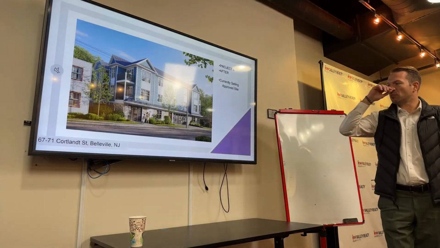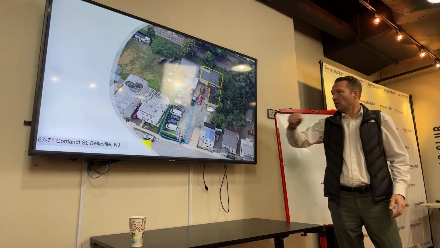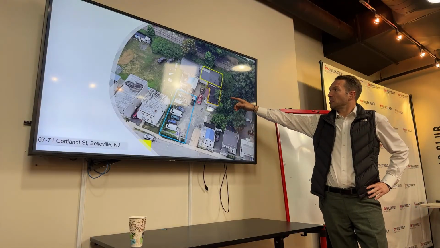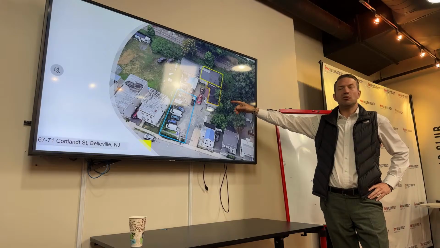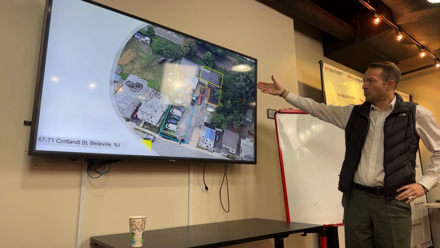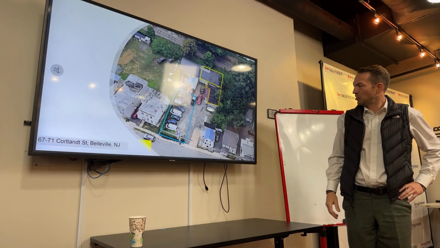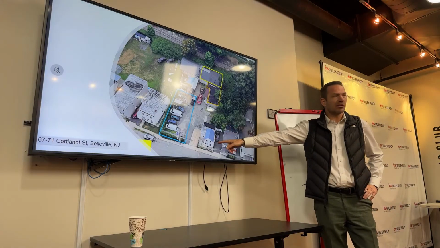All right. Cortland and Belleville. Adam, go back to the other side. I'm so sorry. Another project in Belleville. This was 18 units that we did. This was a commercial building. Look at all the parking. I mean, it had a 2-family right here.